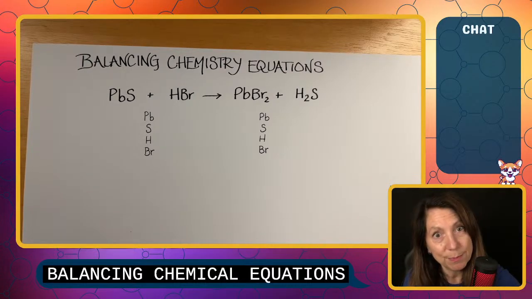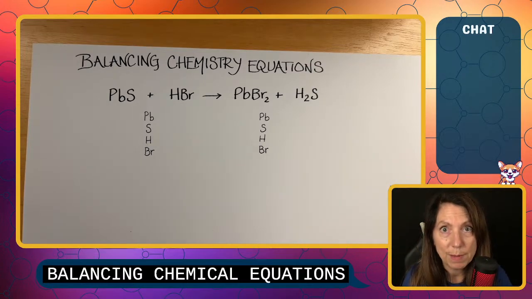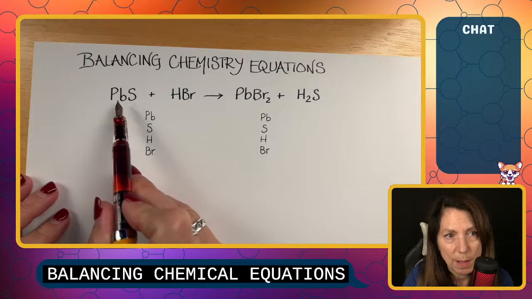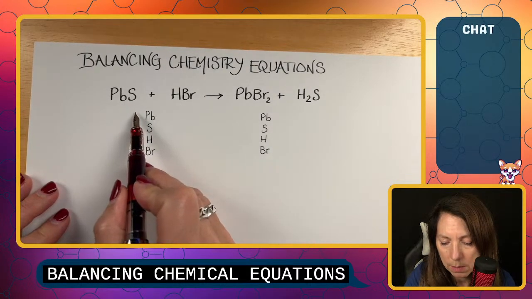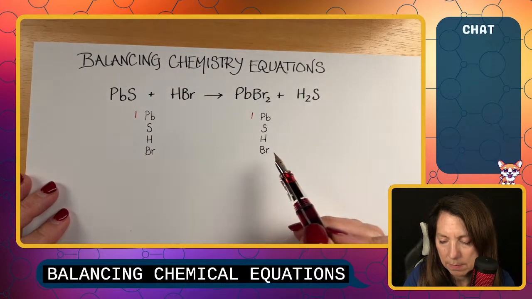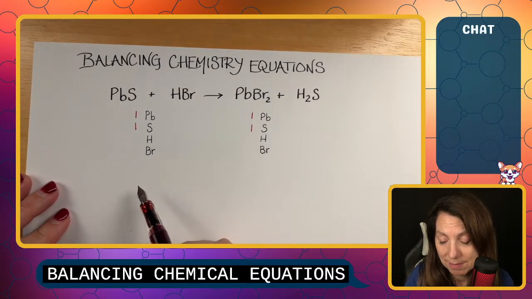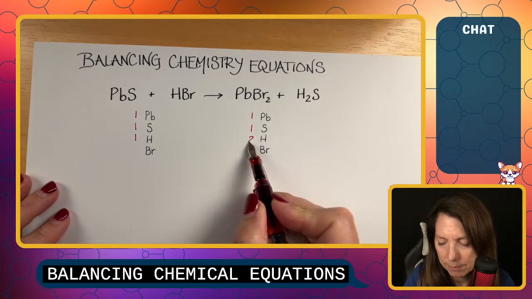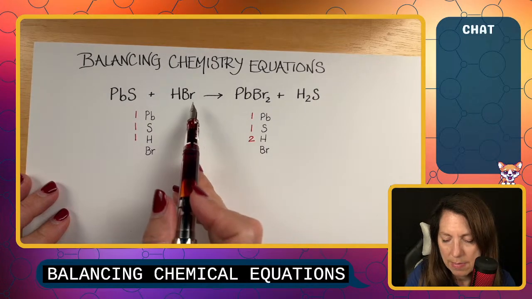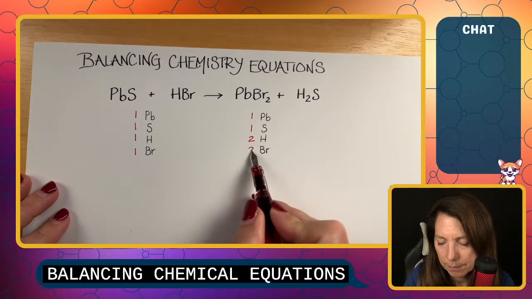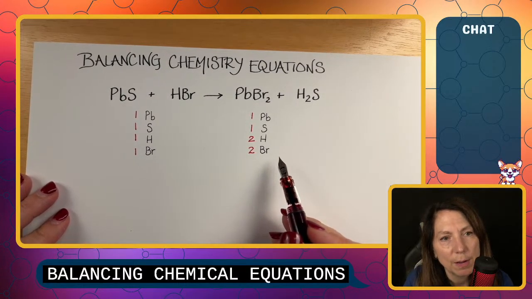The place where I always begin is I just count them up. What is this unbalanced equation showing us in terms of numbers of each of these? I see there's only 1 lead on this side, and it looks like there's only one lead on that side. Could be a balanced chemical equation, but let's see. 1 hydrogen. Ooh, there we go. 2 hydrogens, not balanced. And then there is 1 bromine on this side and 2 bromines on this side. Okay, so this is our starting point.